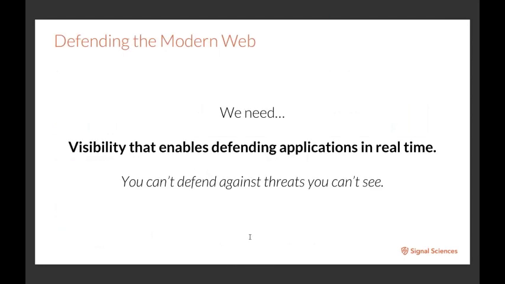To summarize it, we need visibility that enables defending your applications in real time, because you can't defend against threats you can't see.